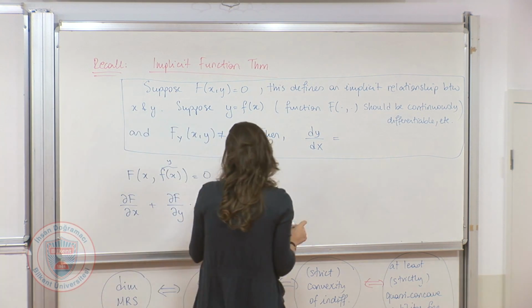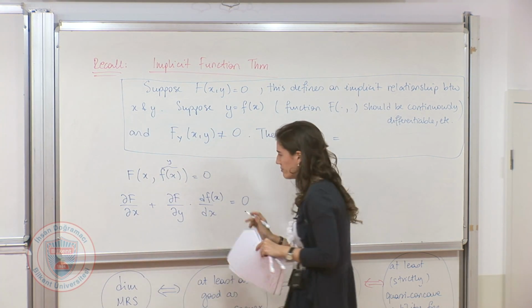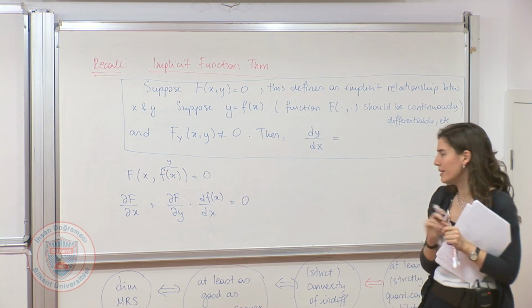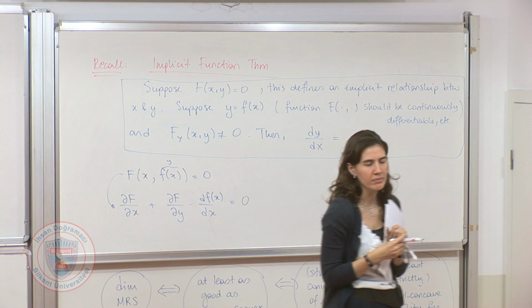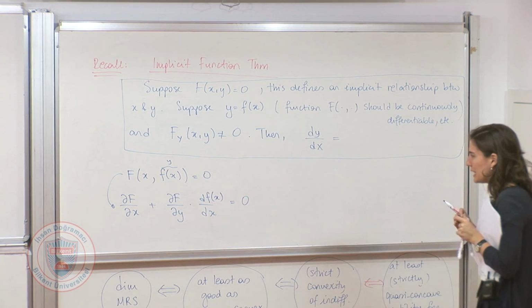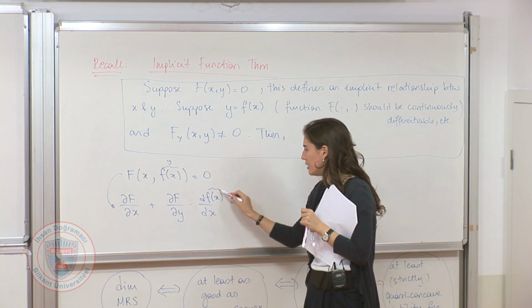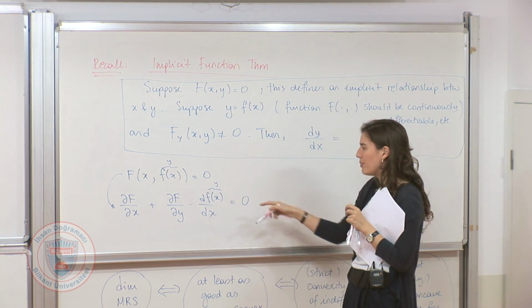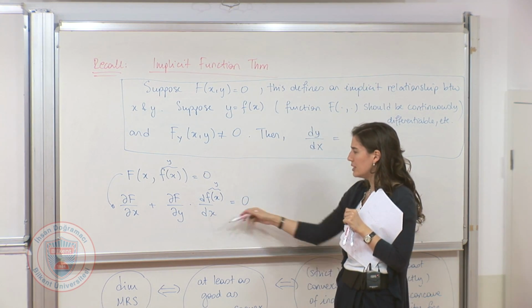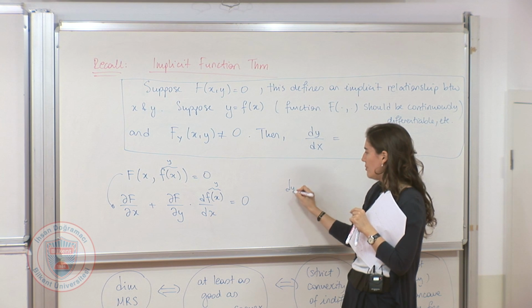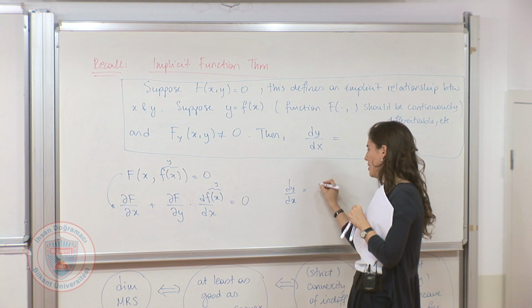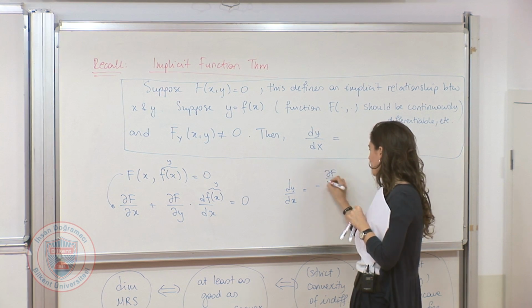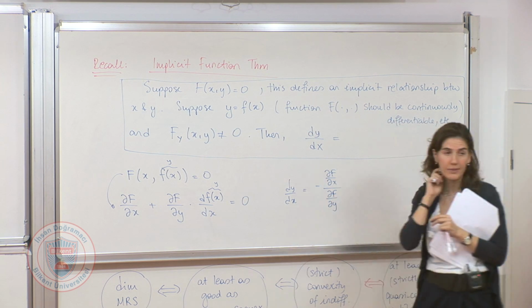Okay, so basically, this is equal to 0. What I did from here to here is totally differentiate with respect to x. So that's basically it. From here, we know that this is y. So what do I get? If I'm interested in this derivative, dy over dx, what is it? I put this on the side: minus del f over del x, divided by del f over del y.